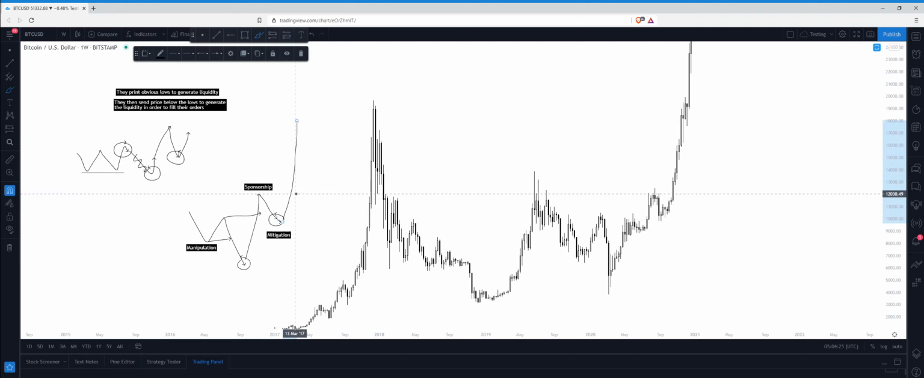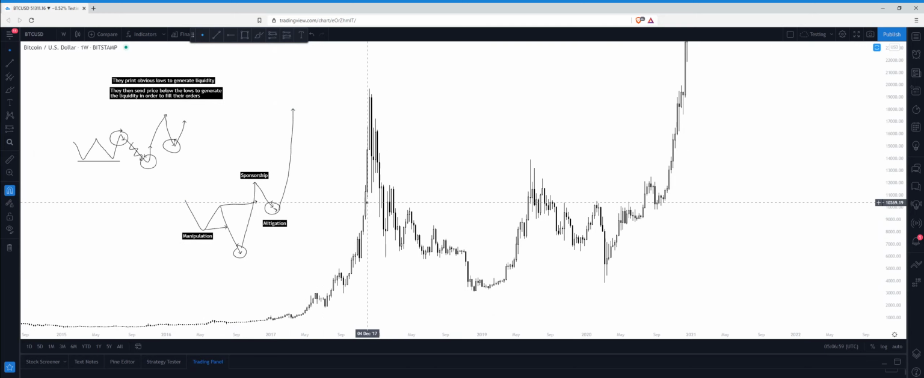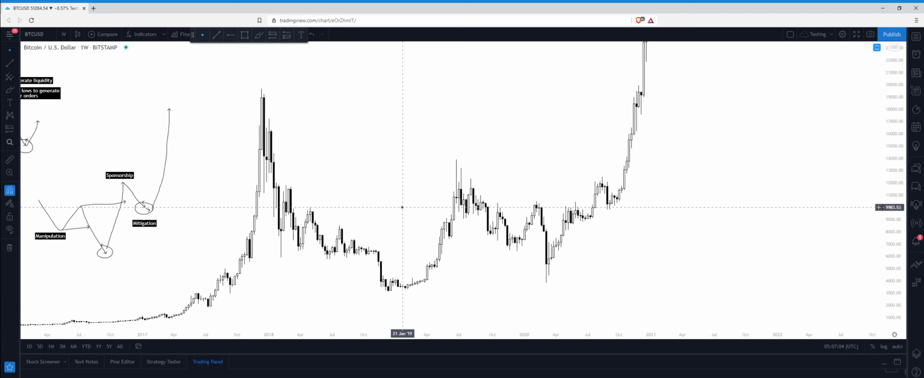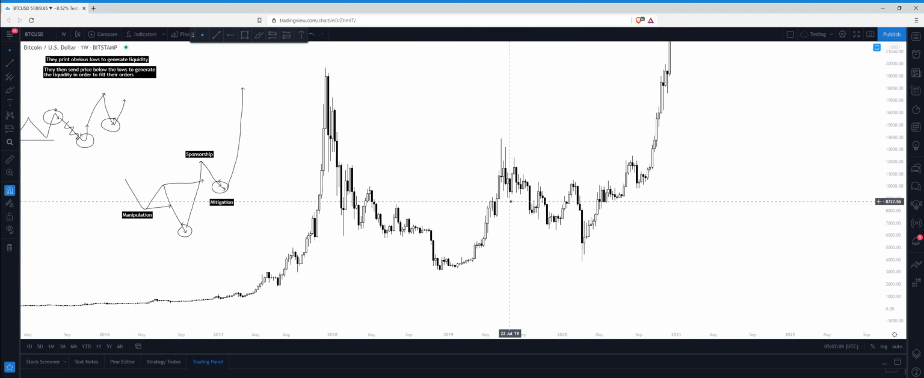Once we see the mitigation, then we use the patterns and the concepts to take advantage of the next leg up. So now that I've explained the three main segments, although I obviously cannot go into too much detail, I'll be here for hours explaining the nuances, let's see if we can spot these segments in the Bitcoin market.